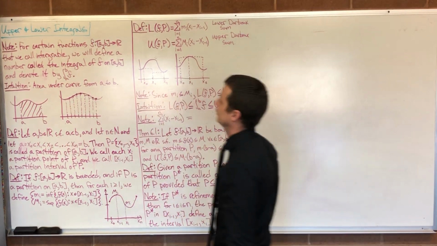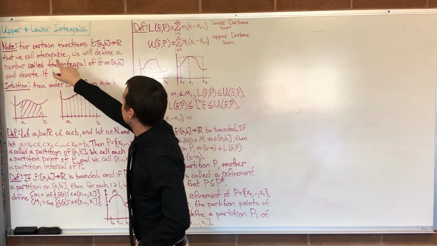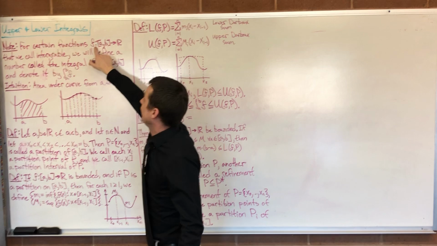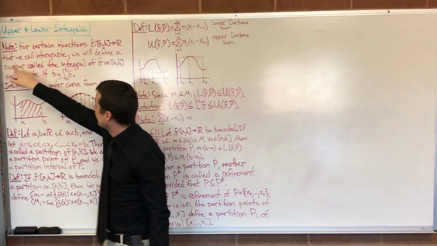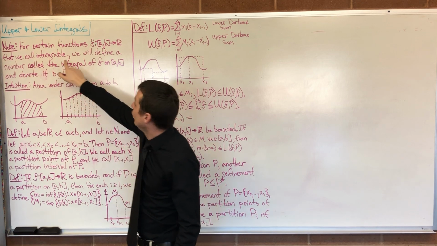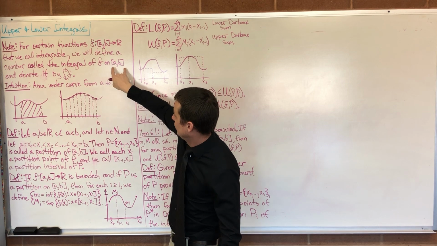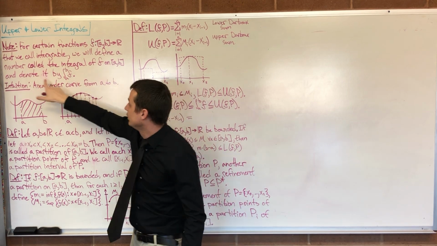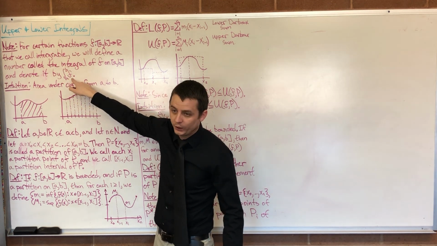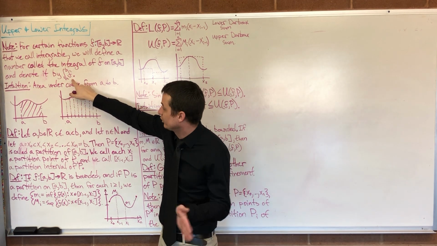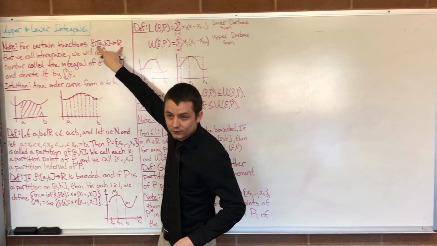So first let's start with this, just to get the basic notation out of the way. For certain functions, f, on some closed interval to R, that we call integrable, we will define a number called the integral of f on the closed bound, a b, and denoted by this weird symbol. The integral from a to b of f is typically how we read that. So it's just a number that we're going to assign to certain types of functions that look like this.